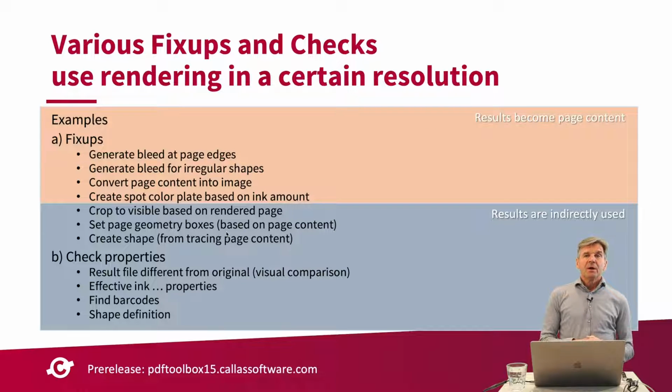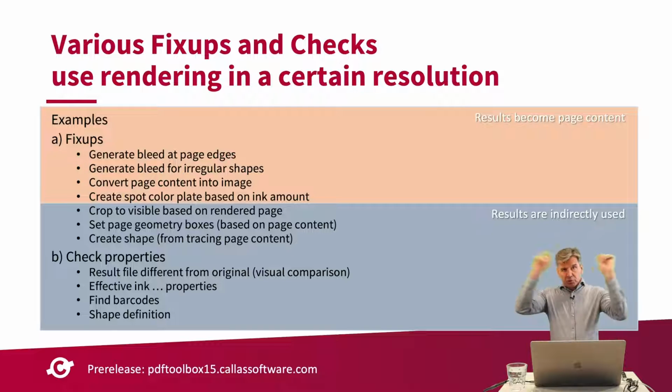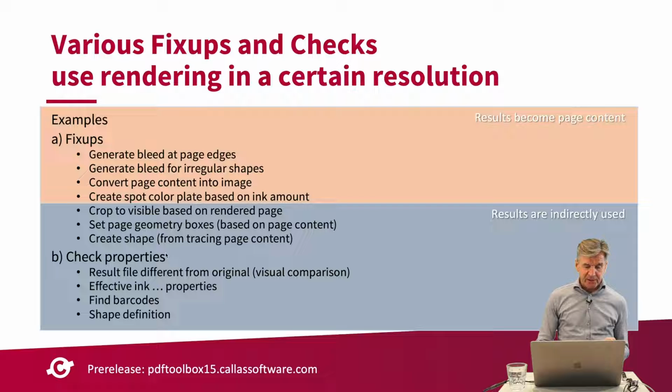And a few more are also based on rendering but don't directly use the image. For instance, if you crop the page based on rendering, you would first render it, but you wouldn't use the result. You would render it, but then throw the result away. Similar for creating shapes or all the effective ink properties, where you determine the ink amount in an area on the page. That is also based on rendering. So far, so fine. It works nicely.